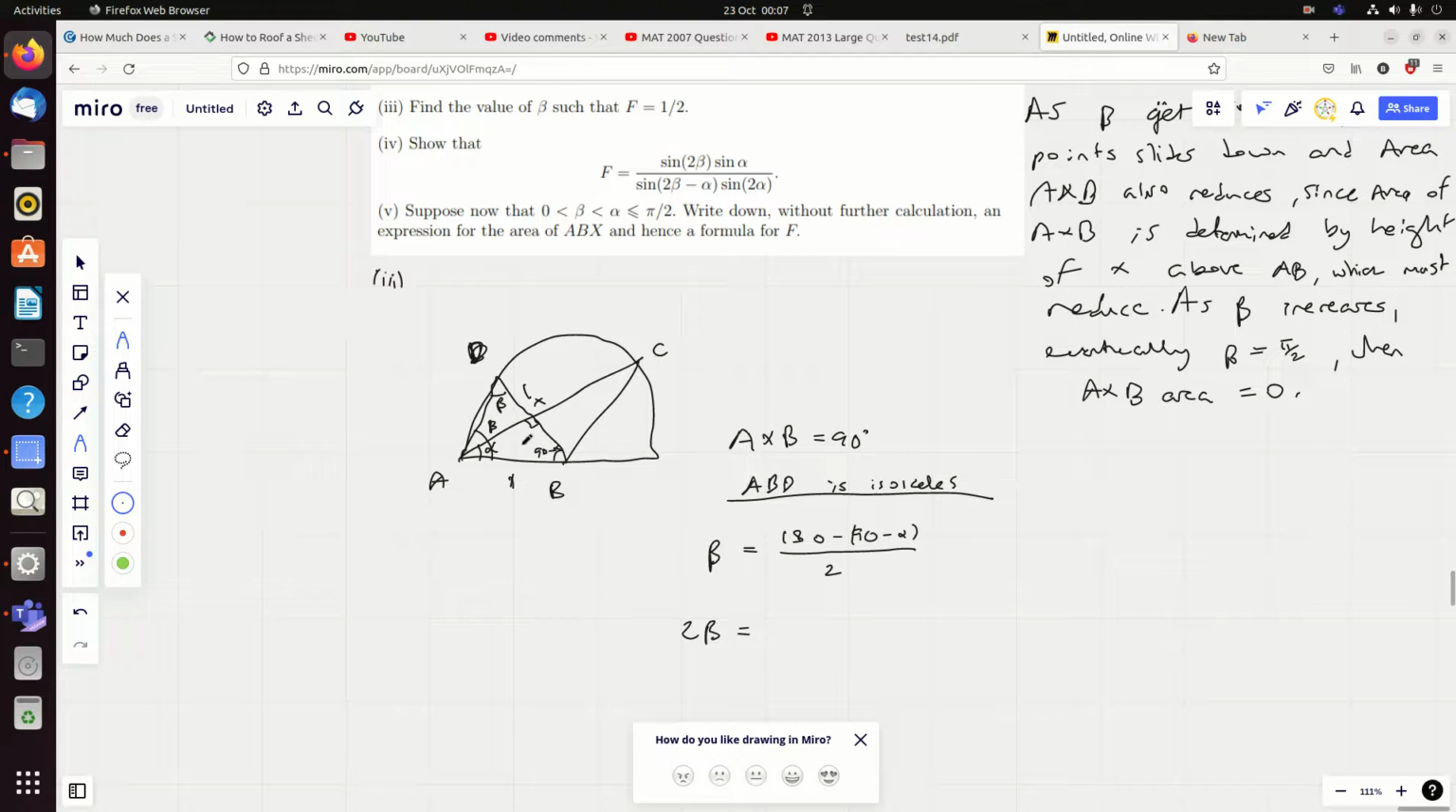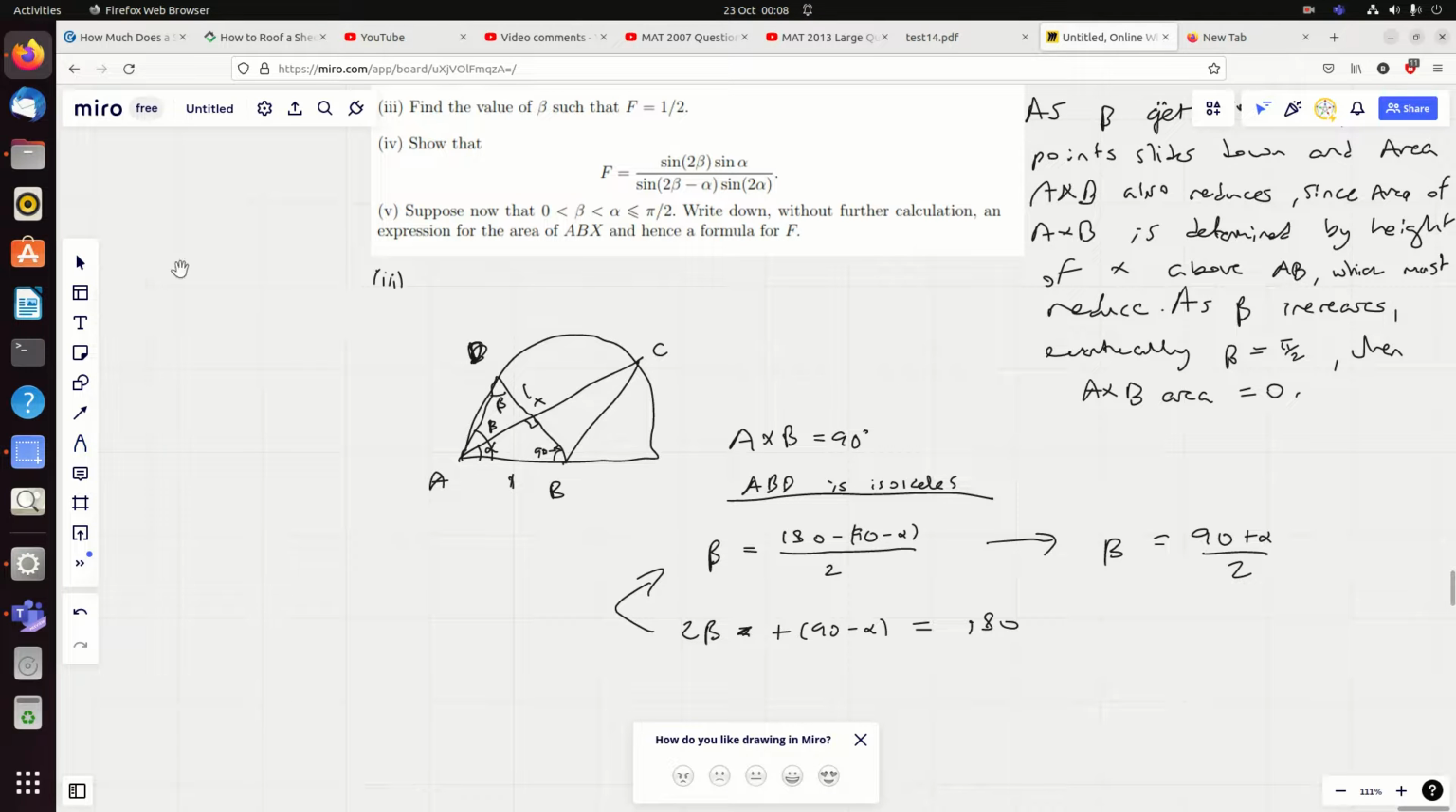Or if you like, 2 beta plus 90, I'll rearrange it for you. 2 beta plus 90 minus alpha equals 180. And that can rearrange into that if you like. That's essentially what I've done. I hope that convinces you, therefore, once you simplify this, that beta is going to be equal to 90 plus alpha over 2.